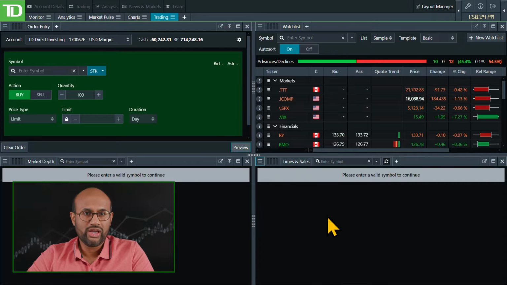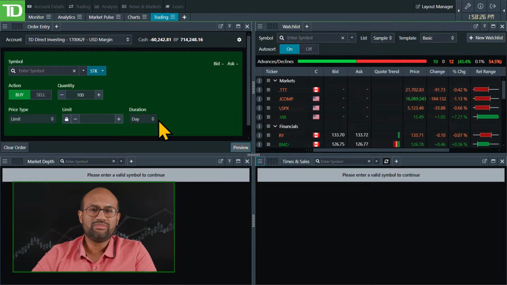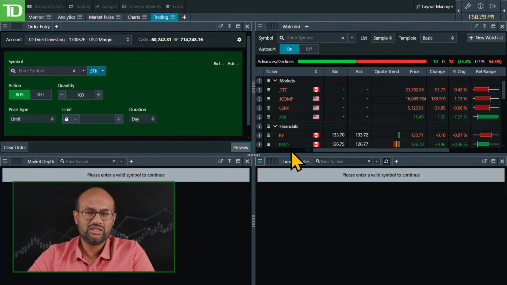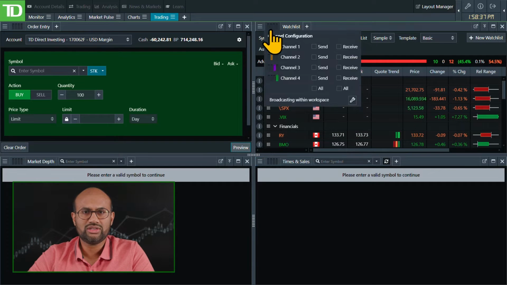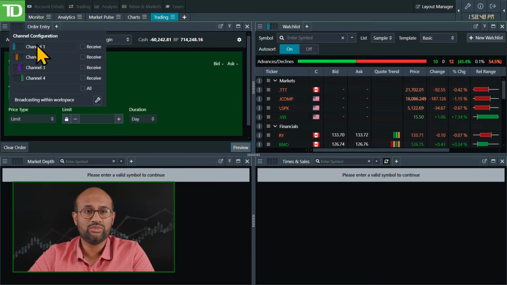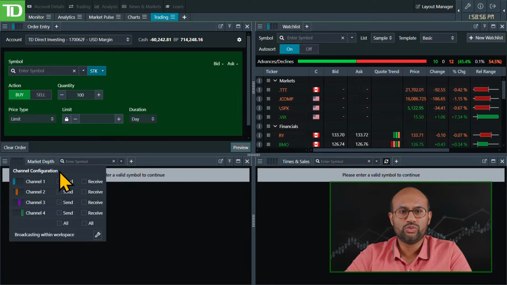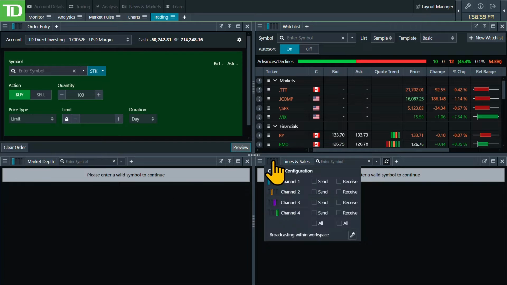Okay. The next thing I would want to do is make all of these widgets in sync with each other. They need to be talking to each other so they can load up all the things that I need to call up from my watch list. So in order to do that, I'm going to start with my watch list and this section up here where the channel configuration is. I'm going to set it to channel 1 and have the information be transmitted from my watch list. I'm going to do that 3 more times for the other widgets. So we're going to match it up here, and we're going to set this to receive on our order entry, and on our market depth, we're going to set this one to receive over here. And then, of course, one more time, we're going to do that on our time and sales.